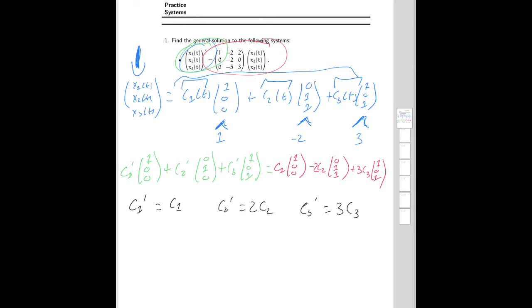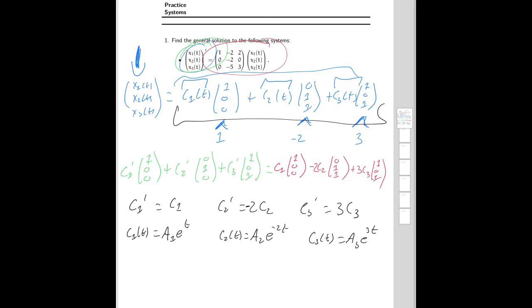Okay, and we know how to solve each one of these equations. These are all linear first-order homogeneous equations. So C1 of t is equal to some constant a1 times e to the t. C2 of t is equal to some constant a2 times e to the minus 2t. C3 of t is equal to some constant a3 times e to the 3t. Now we just plug these expressions for C1, C2, and C3 into this set of equations here.